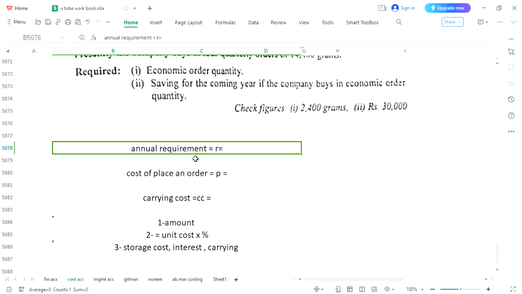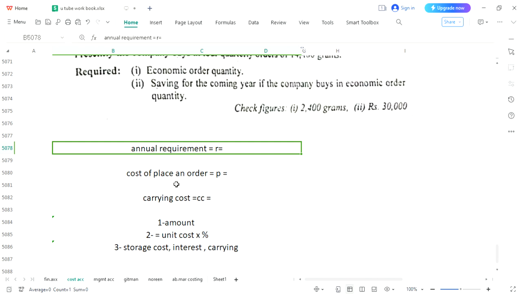Annual requirement: how many units you require in one year. That is annual requirement. Cost of placing an order means it may be possible you have to create vouchers. It may be possible you have to arrange your software or anything like that.